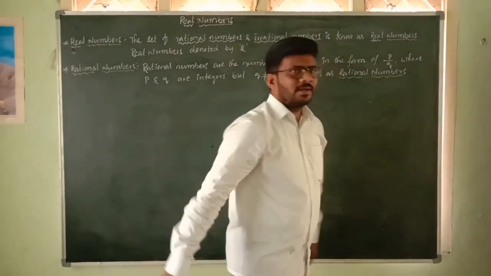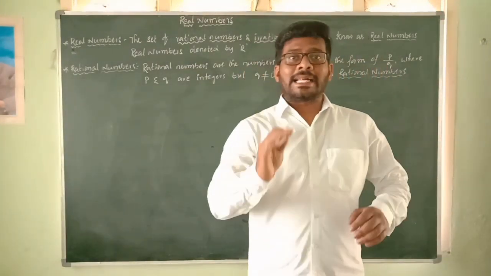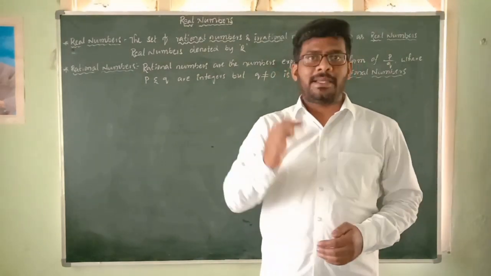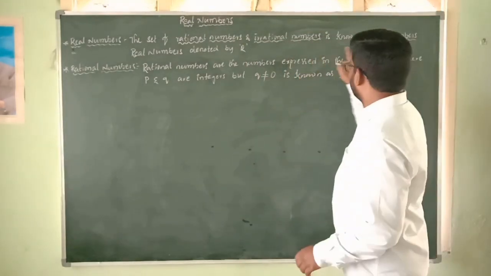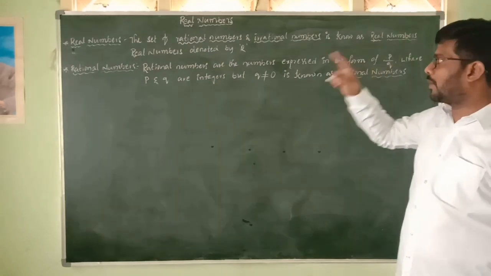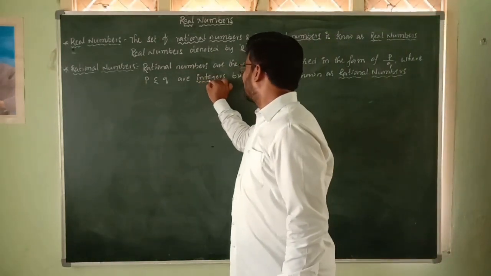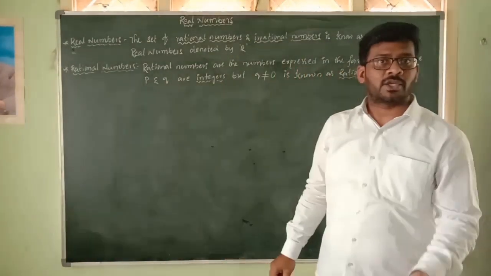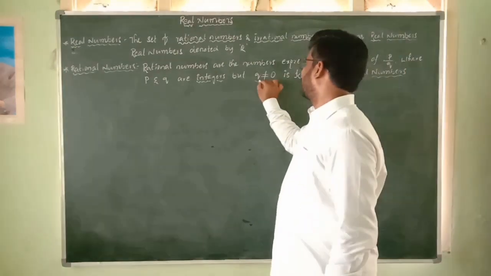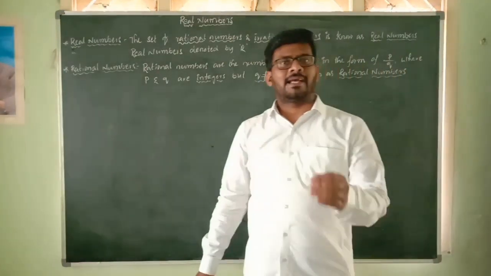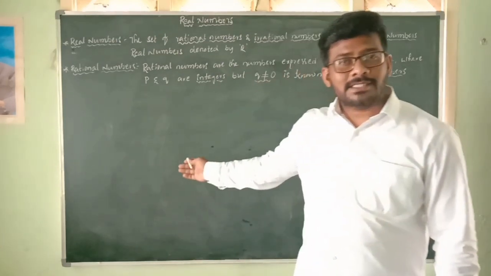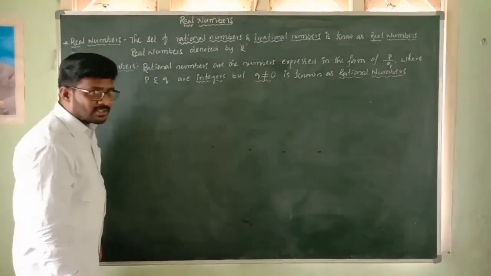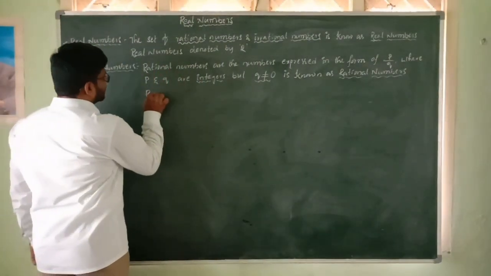Okay children, what is the definition of rational numbers? Rational numbers are the numbers which are expressed in the form of P divided by Q, where P and Q are integers, but Q, that means the denominator, is not equal to 0. These are known as rational numbers. Rational numbers are denoted by which symbol, children? Capital Q.